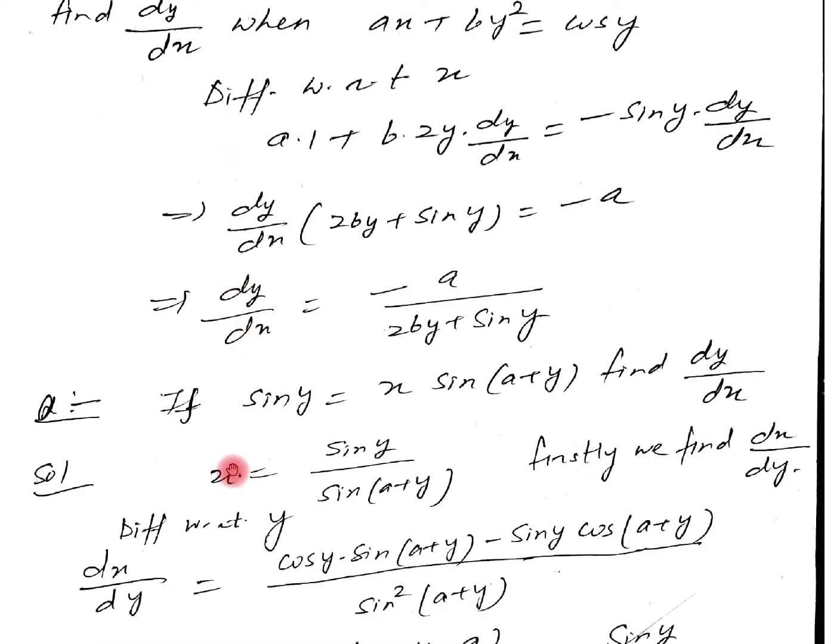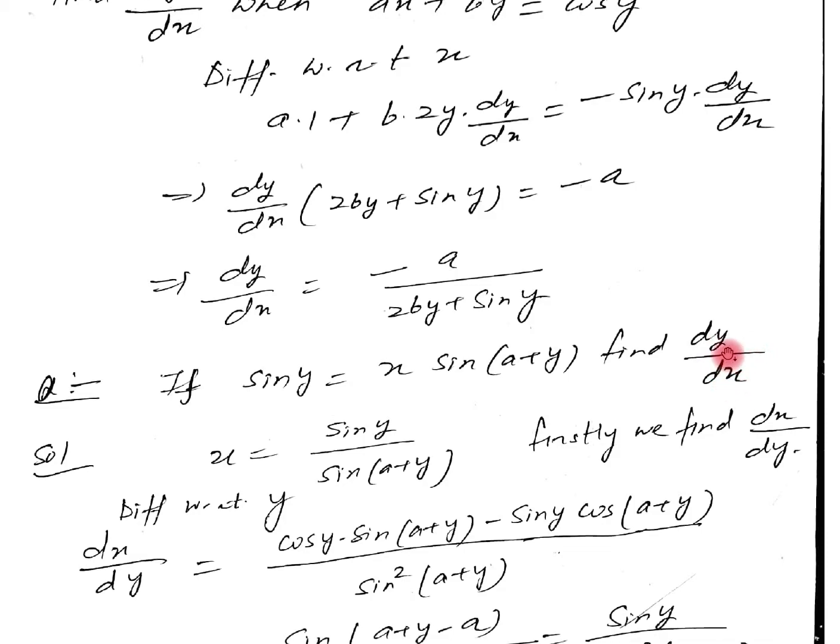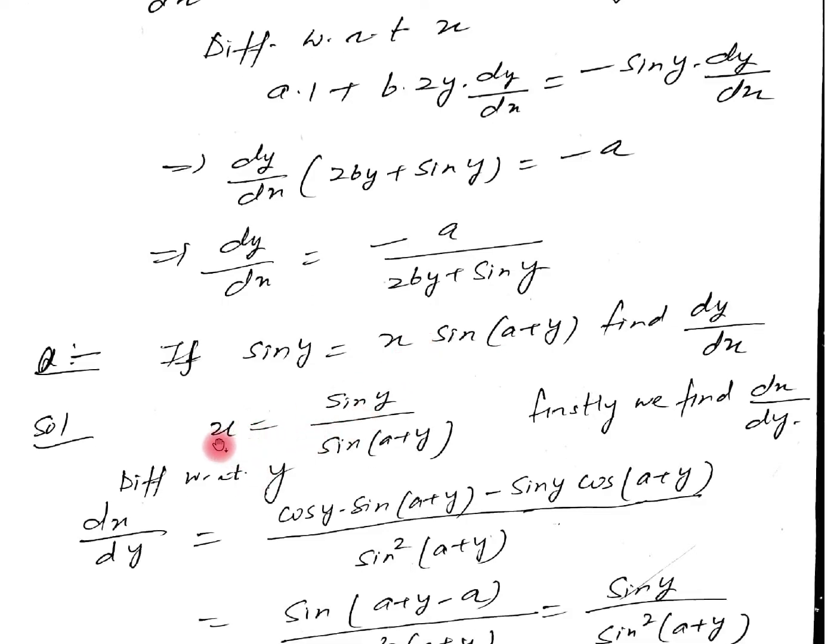Now again see a similar question. If sin y equal to x sin(a plus y), find dy by dx. It is one of the important questions. We have to find dy by dx, but when we look at the question, we can separate x and y. So x can be written as x equal to sin y upon sin(a plus y). Sometimes we call this a form of explicit function, because x and y can be separated.